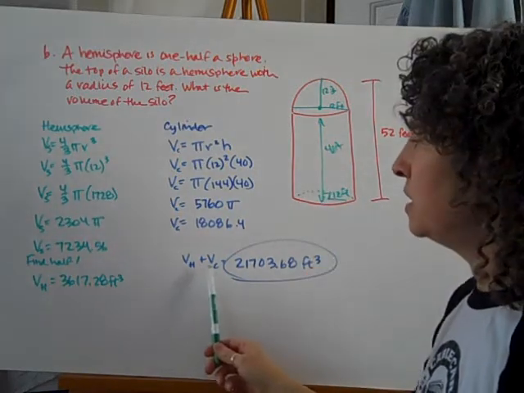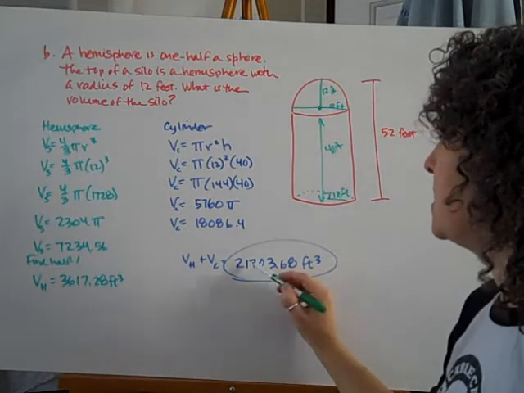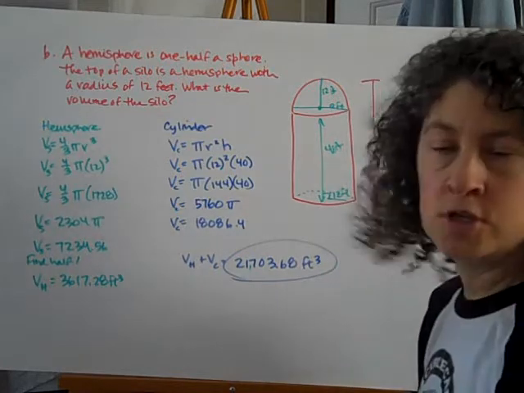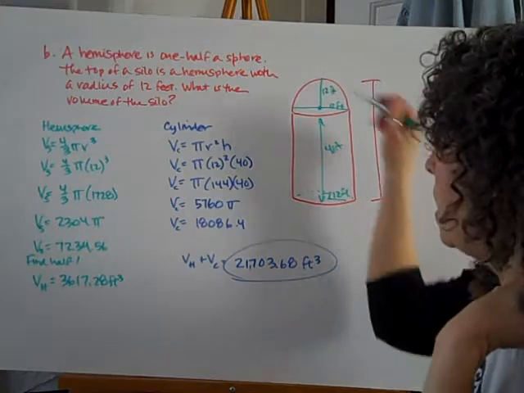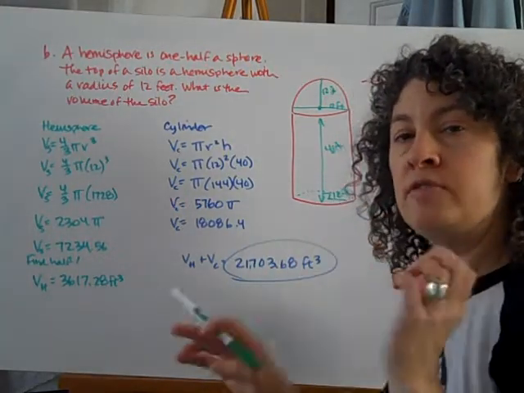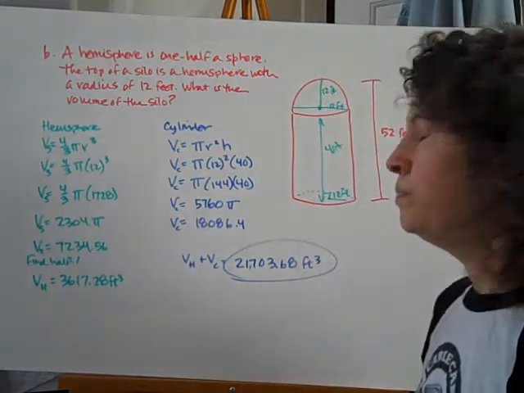So I've got my hemisphere, I've got my cylinder. I'm going to have to add the hemisphere and the cylinder together. I've got 21,703.68 feet cubed. Feel free to round that to 21,704. All right. So again, we've got what we call a composite figure here. It's made up of two different shapes put together. I have to find the volume of each one separately, and then when I'm done, pull them all together.